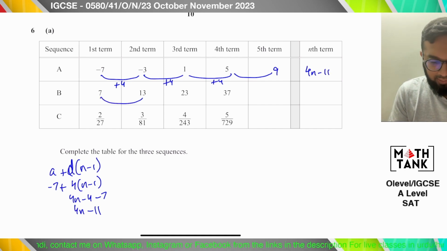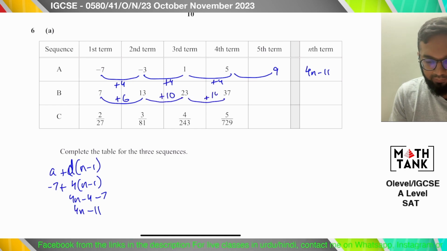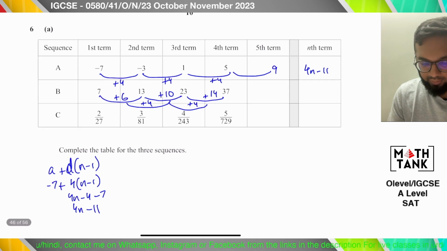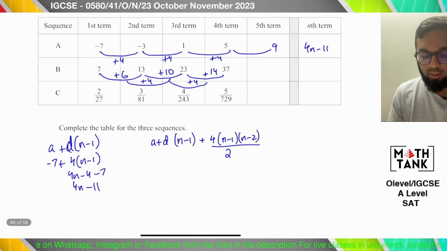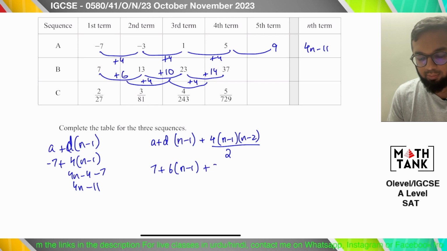And let's look at this one. There's a plus 6, plus 10, plus 14. So there are two levels of differences, so I'm going to use my quadratic formula. The quadratic is first term plus first level difference into n minus 1 plus second level difference, which is 4, into n minus 1, n minus 2, divided by 2 factorial. So a is 7, plus 6 times n minus 1 plus 2 times n minus 1, n minus 2.